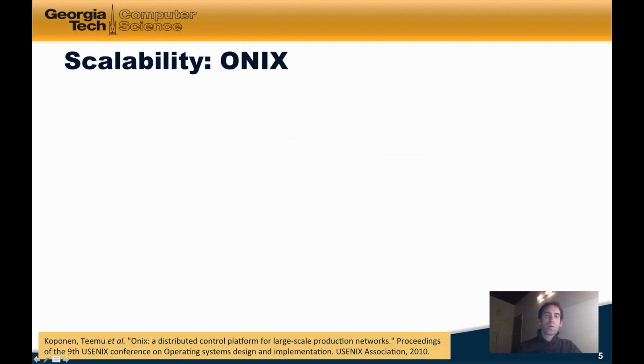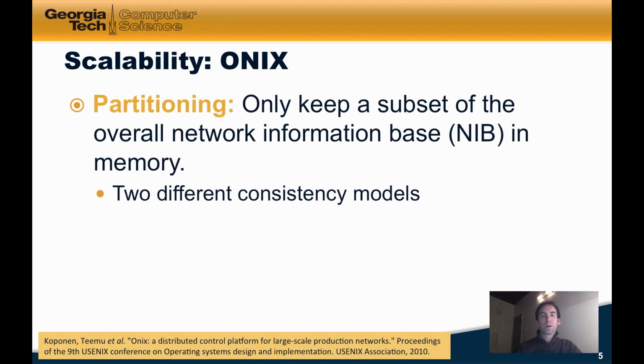The ONIX network controller applies a couple of related principles to handle scalability problems. The first is partitioning, whereby an ONIX controller might only keep track of a subset of the overall network information base or network state, and then apply various consistency protocols to maintain consistency across different partitions.